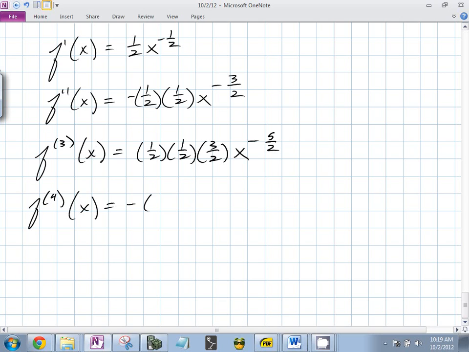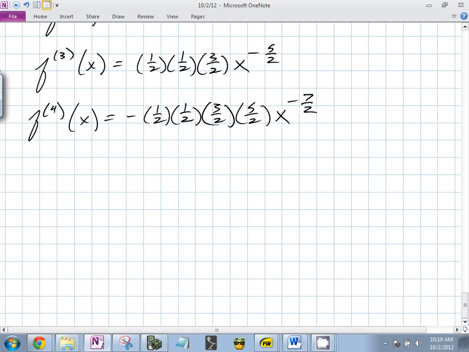Back to, why am I not multiplying this all out? Easier to see a what? x to the negative what? 7/2. Awesome. Okay. So let's see if we can find a pattern here.